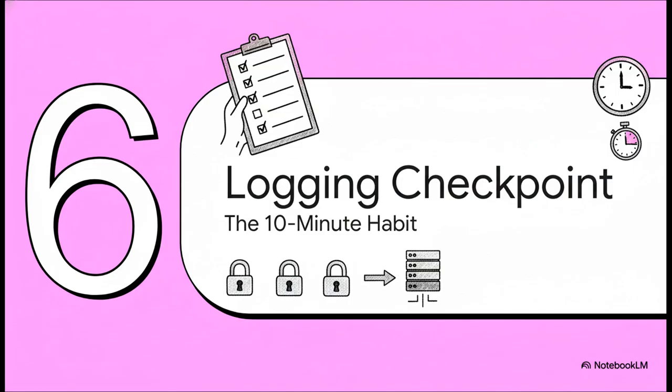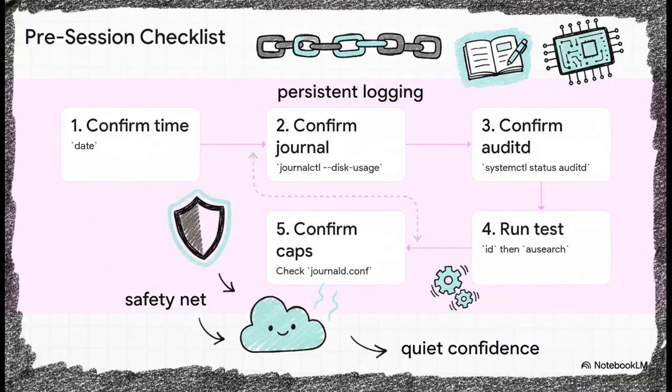So how do we pull this all together and make it a habit, right? How do we avoid those traps without even thinking about it? The answer is a really simple pre-session ritual that takes, I promise you, less than 10 minutes. Before you start your next lab, just quickly run through this 5-step checklist. This little pre-flight check turns logging from something you worry about into a source of quiet confidence. You can start your work knowing that your safety net is there and it's working perfectly.